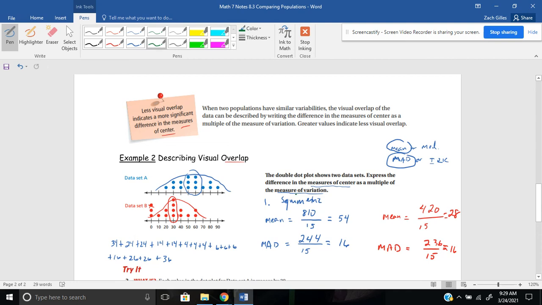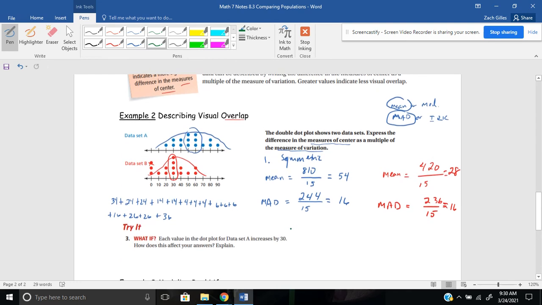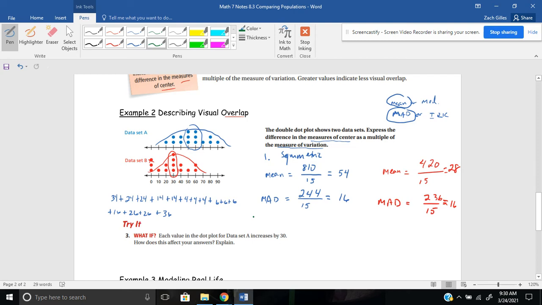It says, express the difference in the means as a multiple of the measure of variation. So what that means, and I'm going to highly recommend you write this down, it's kind of hard to go through this by talking, is you have to find the difference in your means. So in other words, we have to subtract our means, and because it wants it as a multiple of the measure of variation, we have to divide that by our MAD.